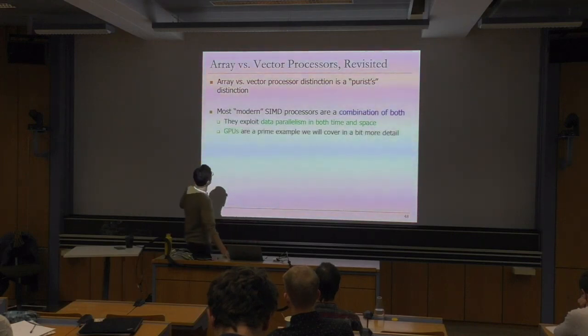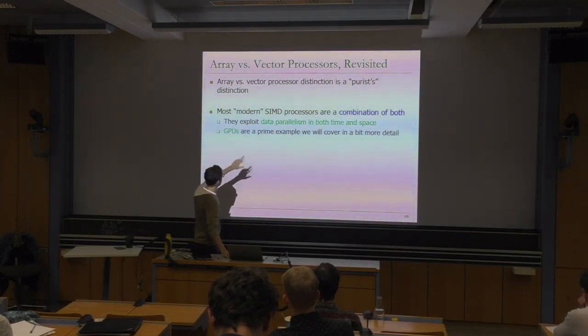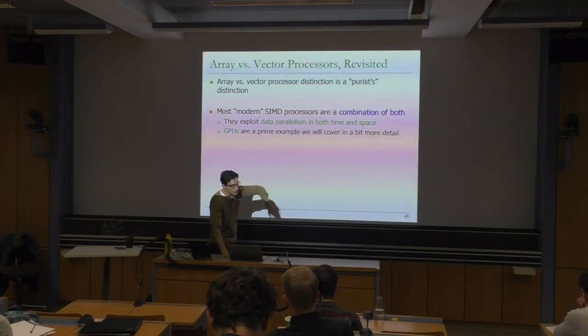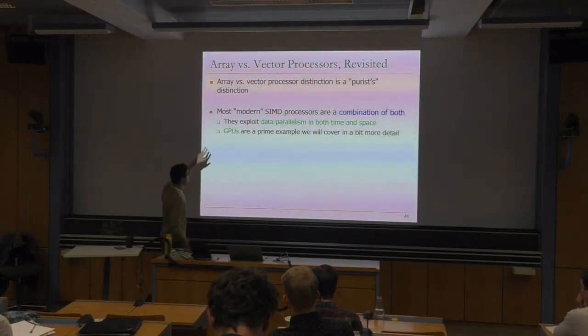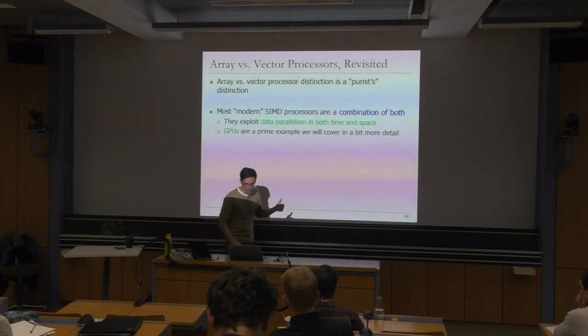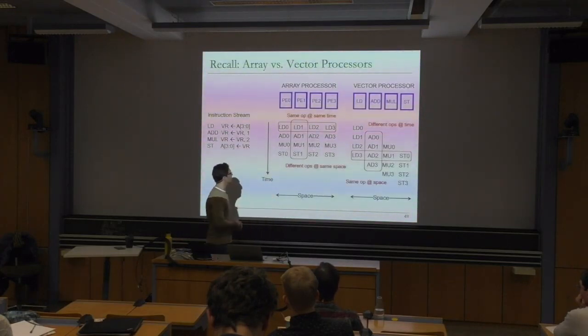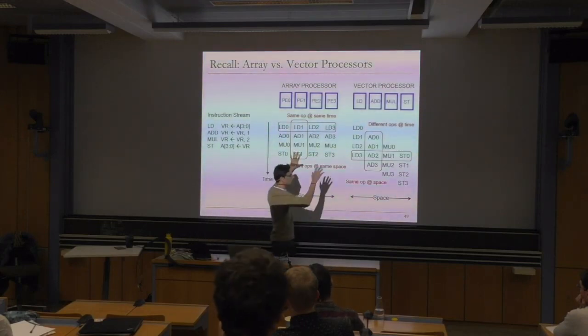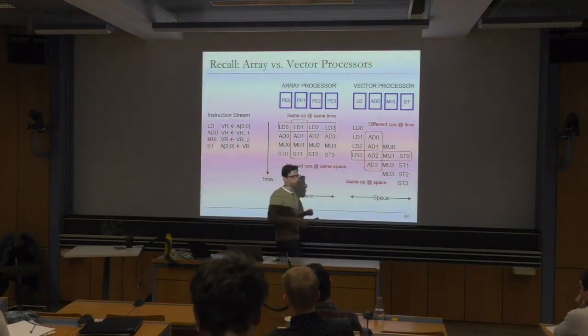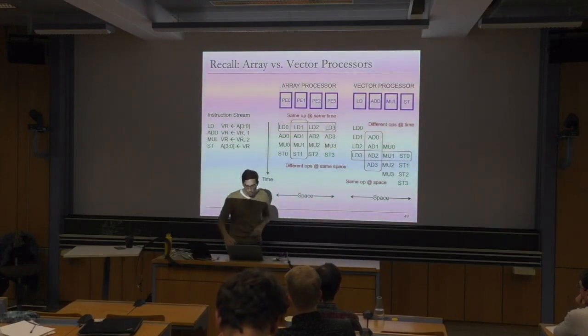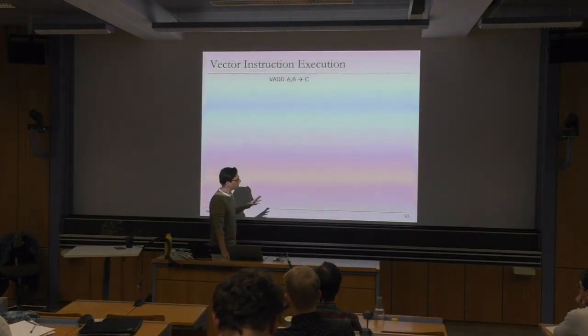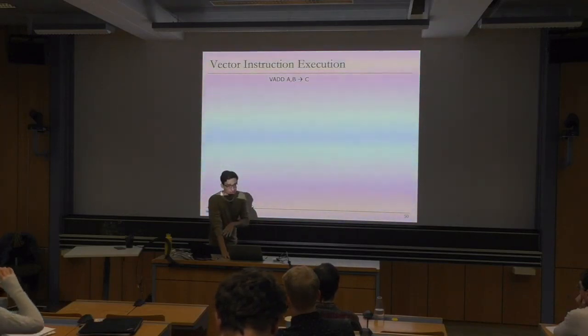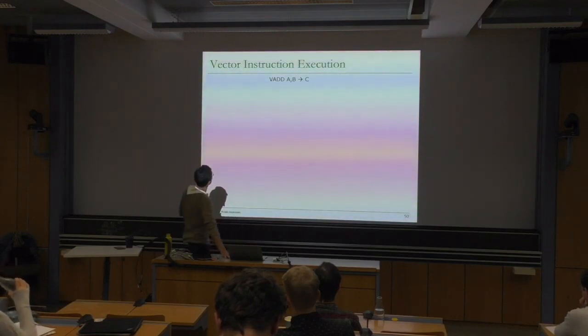Okay, so we are already finishing this first part about array and vector processors. We have seen the difference between these two, data parallelism in time or in space, and GPUs are a prime example. We are going to talk about GPUs because, as you will see, they have characteristics of both paradigms, and not only of array and vector processors, but also of fine-grained multithreading machines. We will also talk about that.